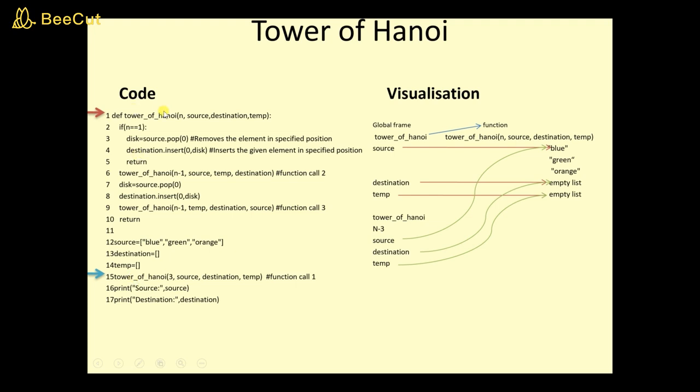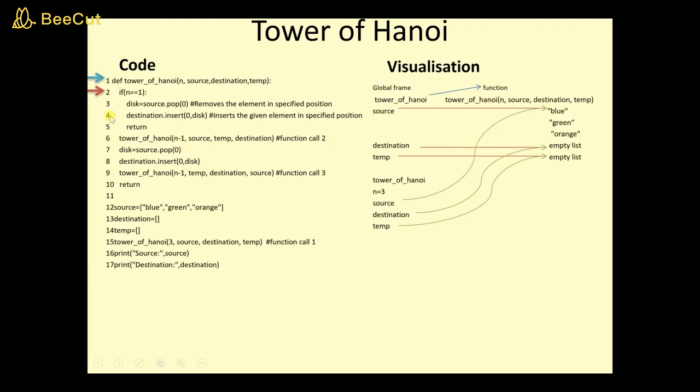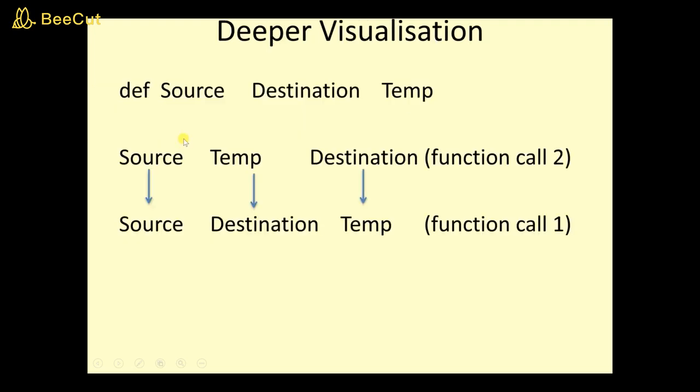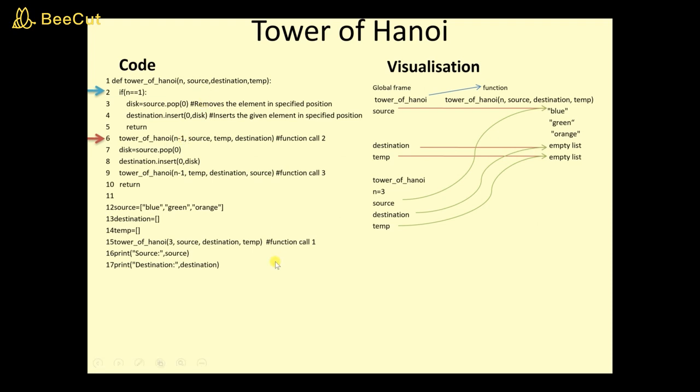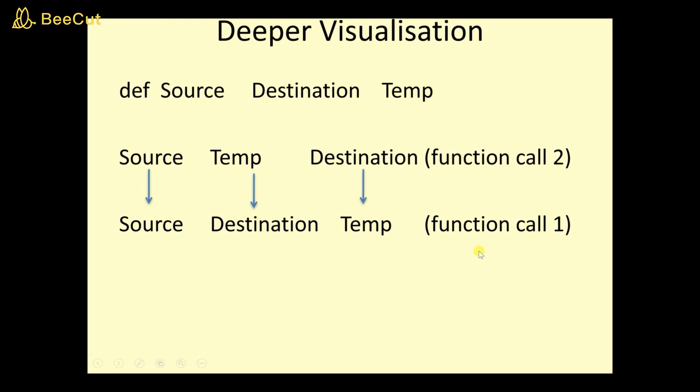Now this function is called, and source, destination, temp points to the values in the same order: source, destination, and temp. If n equals 1, but here n is equal to 3, so it will move on from these lines of code and move on to this function call 2. Now this function call 2 is called in function call 1.